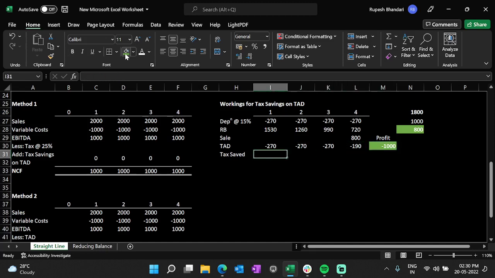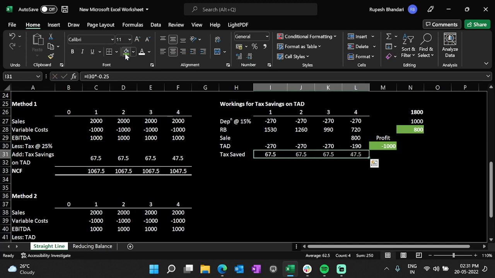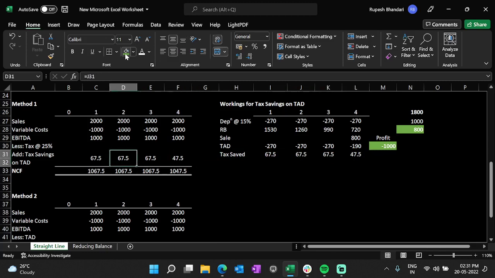Okay, so tax saved will be how much? Will you be getting a tax saving of 270? No. How much will you be getting? 25% of that, right? So it will be this amount times minus 0.25. Minus 0.25, we get a positive. Why? Minus times minus will be plus. Okay, why are we getting a plus? Because this is our tax saving, because due to that depreciation there was a tax shield created, right? So we don't have to pay tax on the depreciable amount. So how much are we getting? 67. All these figures are there, right?